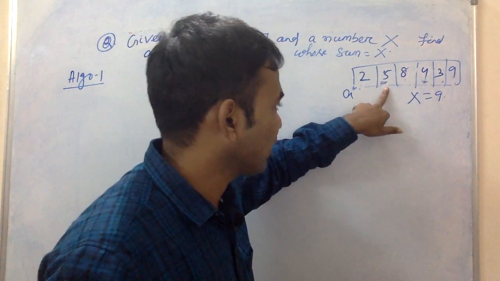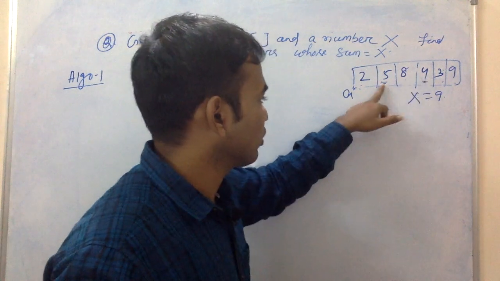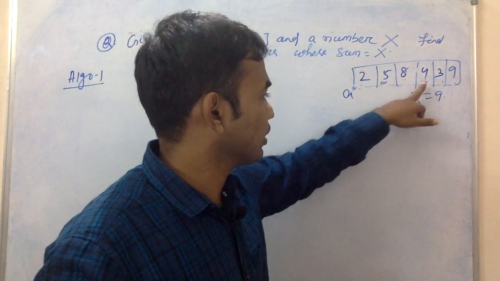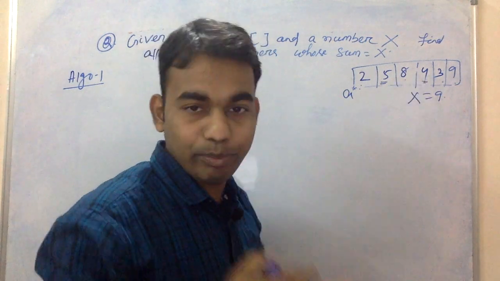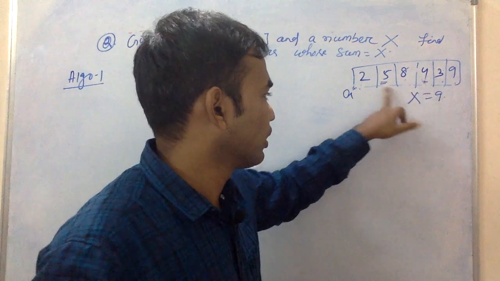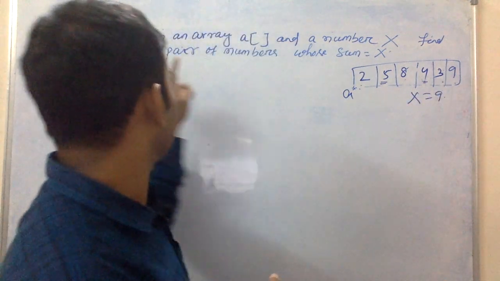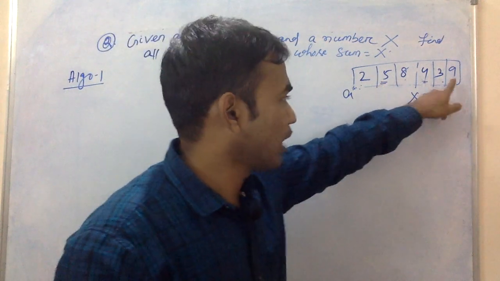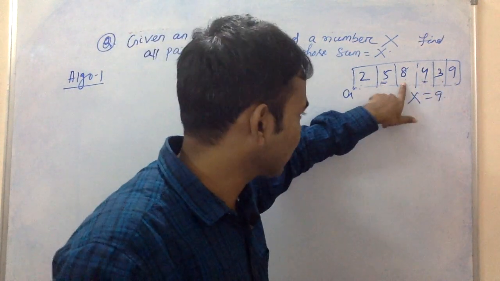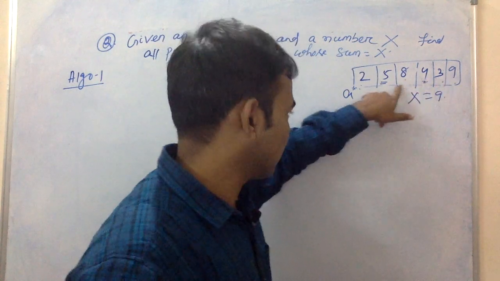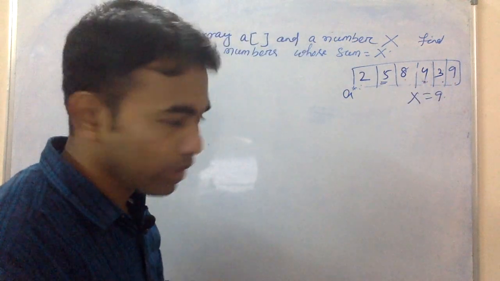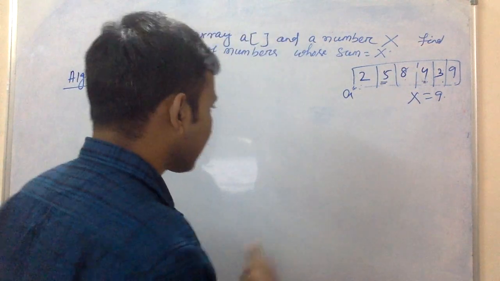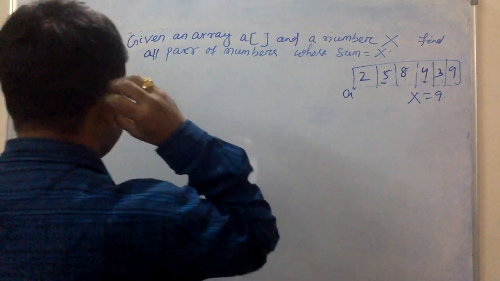Then start with 5: 5 with 8, 5 with 4, 5 with 3. Whenever you add 5 with 4, you get a solution, so print that solution, 5 and 4. But you will still continue because you are finding all pairs of such numbers. Then 5 with 9, which is not a solution, so you start with 8: 8 with 4, 8 with 3, 8 with 9. You will continue in this way and get all pairs of numbers. Let us see how to write this algorithm.